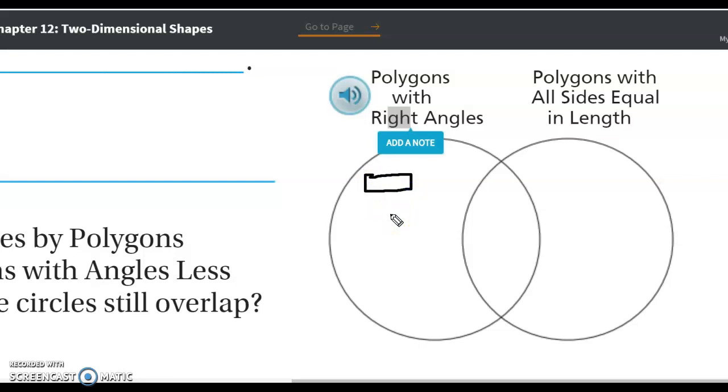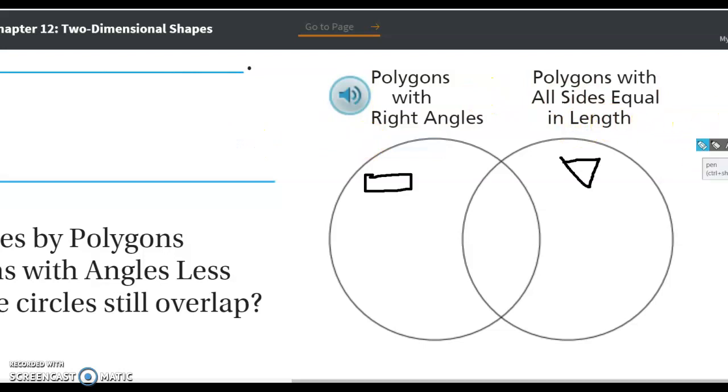The next one I had looks like a blue triangle. All right, my blue triangle. Now, does that blue triangle have right angles? It does not. But all the sides appear to be equal. So my triangle would go there. My square. The next one is a square. Does a square have right angles?